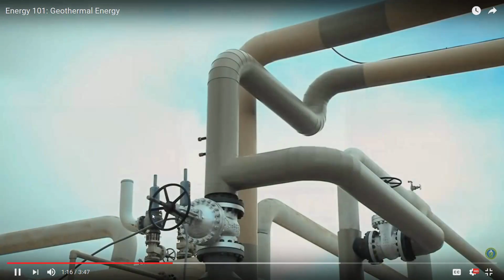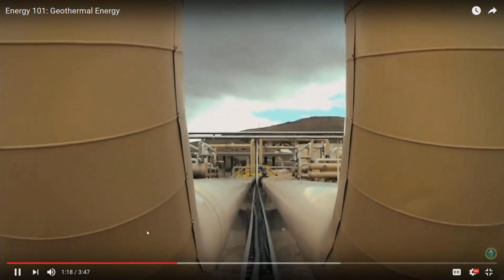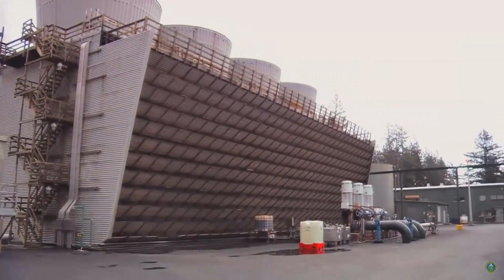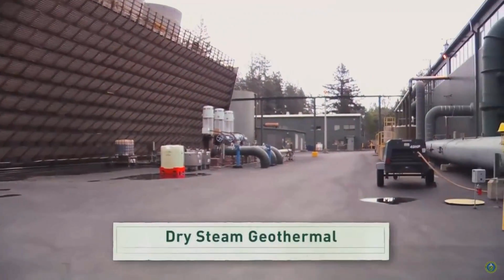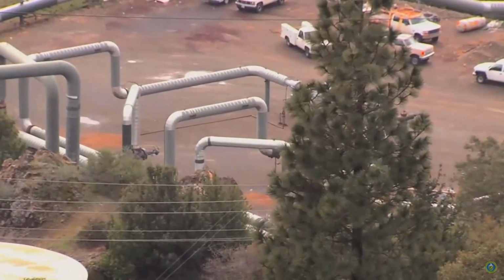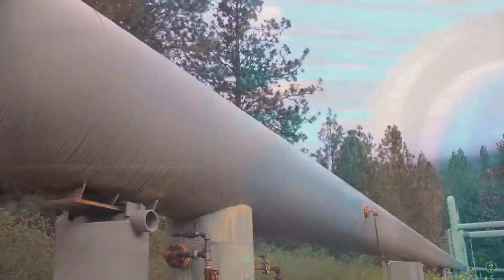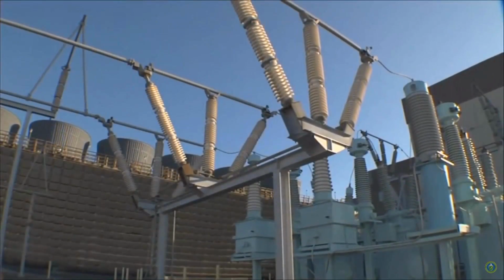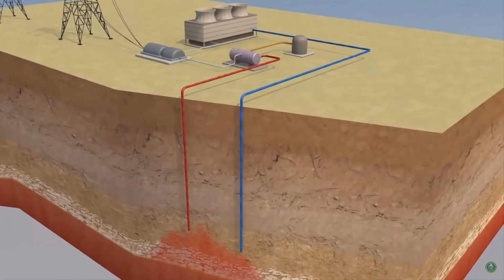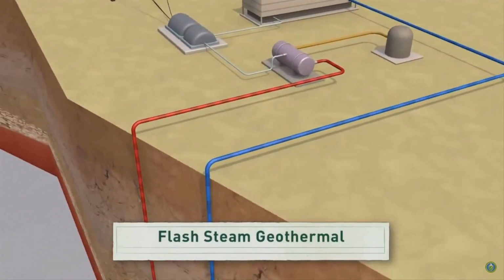Engineers have developed a few different ways to produce power from geothermal wells drilled into the ground. Have a look at this. It's a dry steam geothermal power plant, and it's the most common type of geothermal technology used today. Underground steam flows directly to a turbine to drive a generator that produces electricity. Pretty straightforward. Another geothermal technology is called a flash steam power plant.